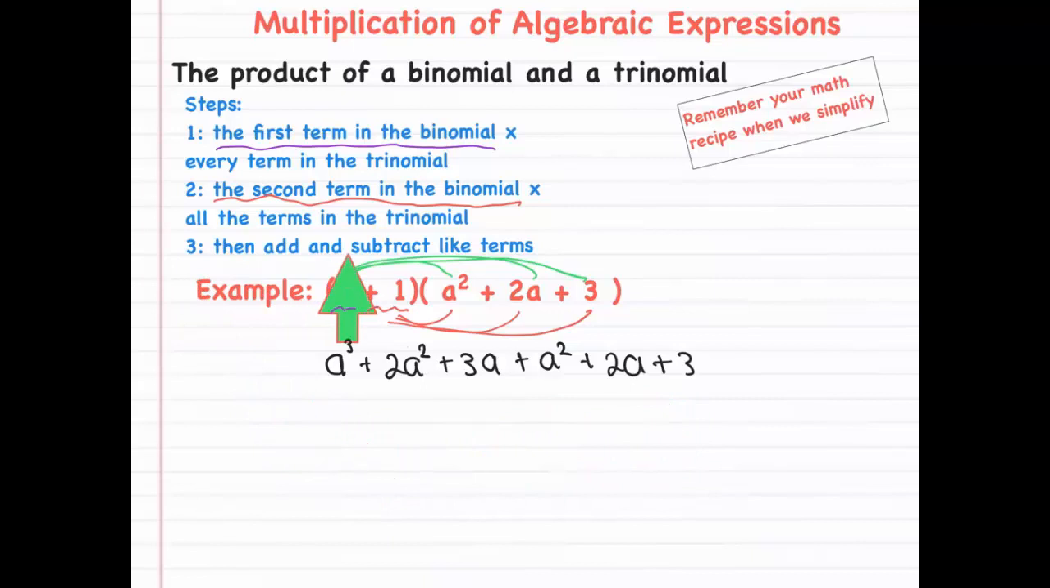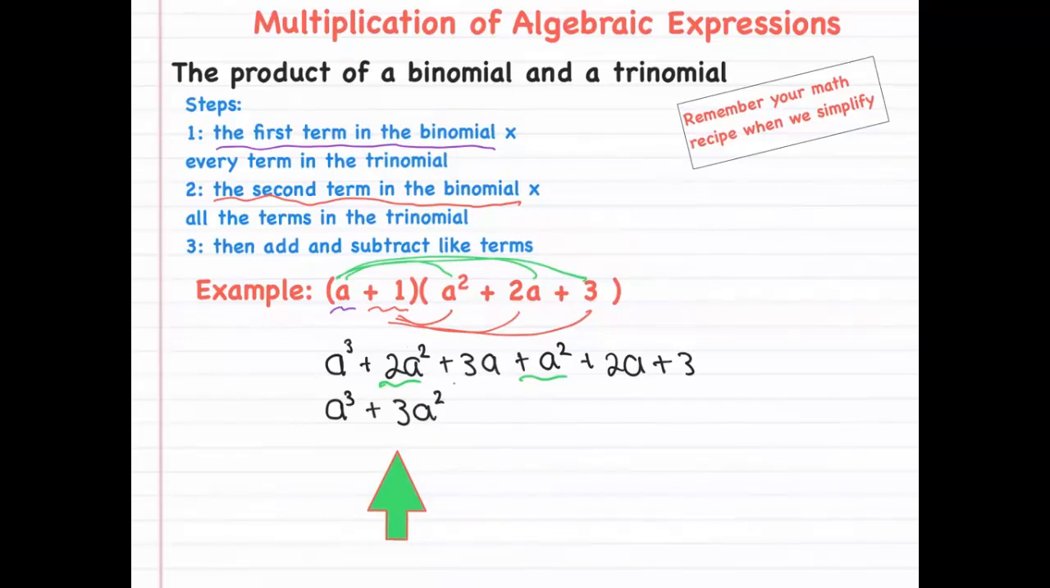And then step 3, then add and subtract the like terms. So let's quickly find the like terms. There's a to the power of 3. There isn't another a to the power of 3. So we just simply write that one down. Okay. And then there's a plus 2a to the power of 2. There's another a to the power of 2. And I'm going to underline it in green to show you that's a like term with a like term. And if we have 2a to the power of 2 plus another a to the power of 2, we have plus 3a to the power of 2, right?